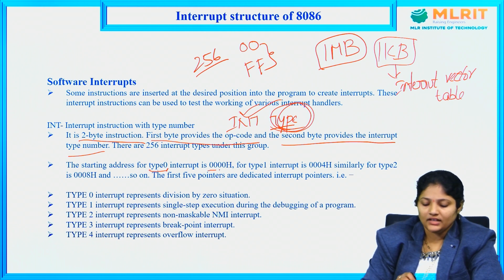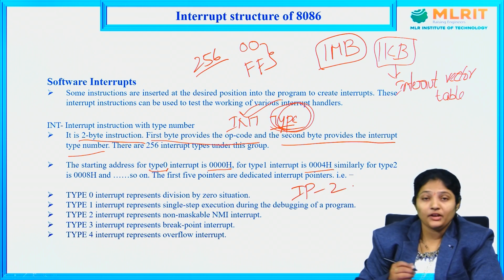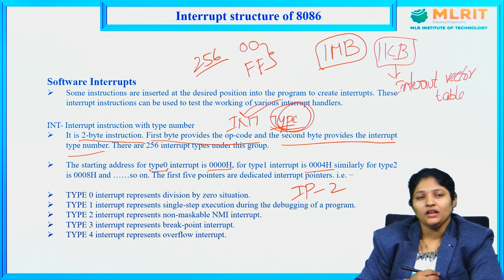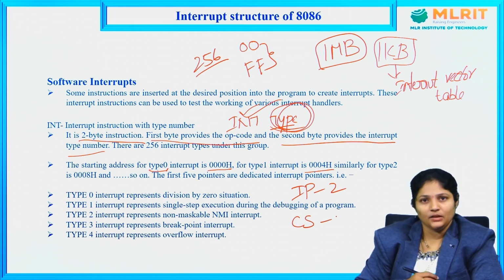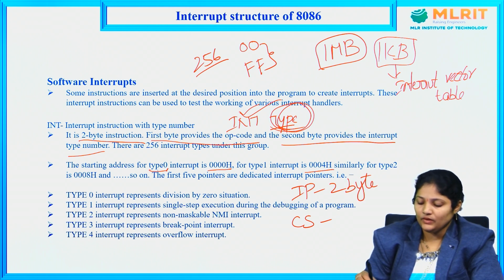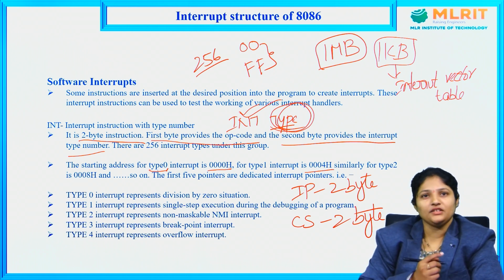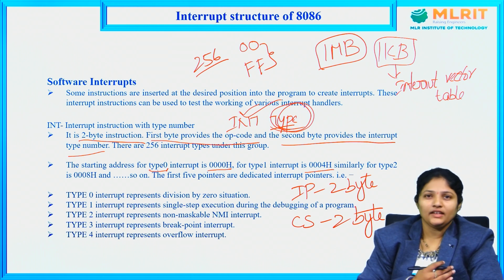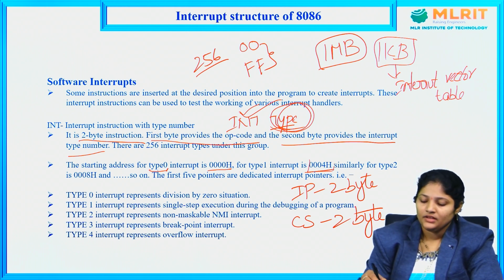Type 0 will start at 00000 and type 1 will start at 00004, because to store IP it requires 2 memory locations, since the instruction pointer IP in 8086 is 16-bit and the code segment CS is also 16-bit. So 2 memory locations are needed to store IP, and 2 memory locations are needed to store the CS register. One interrupt requires IP and CS, which need 4 memory locations. That's why the second interrupt type will always start from 00004.